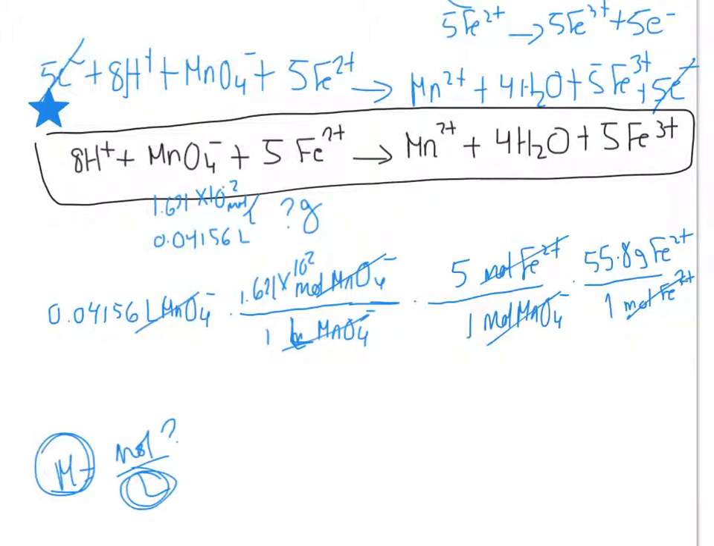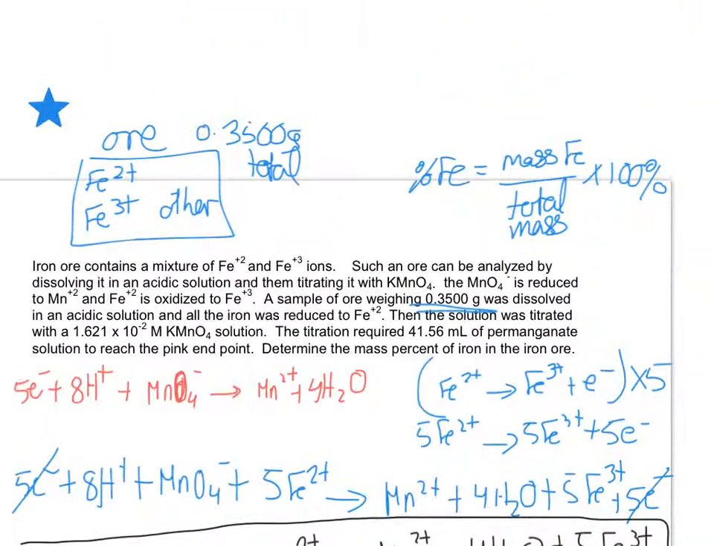All right, so you end up with 0.188 grams of Fe2 plus. That's not our final answer. Remember, we were trying to find percent iron in our ore. And so percent iron is the mass of iron over the total mass times 100%. So we have the total from before. We just calculated the mass of iron. Now we're going to plug it in.